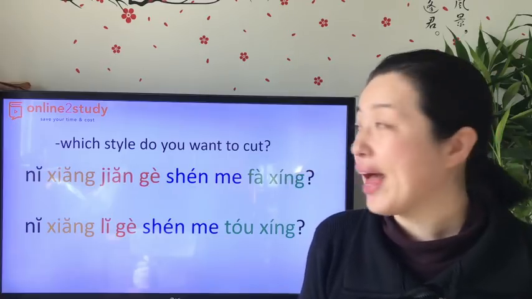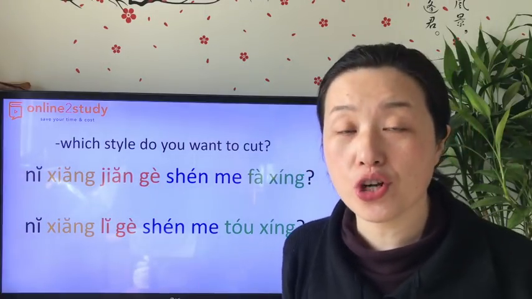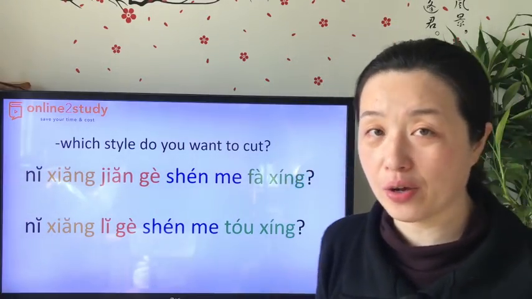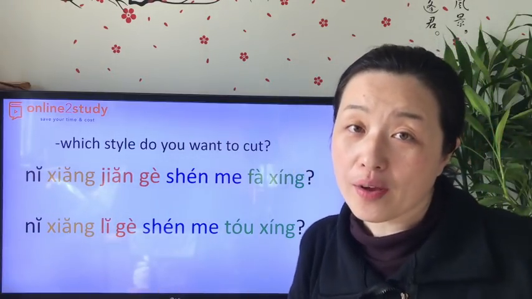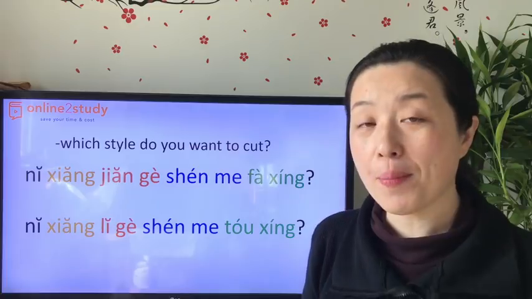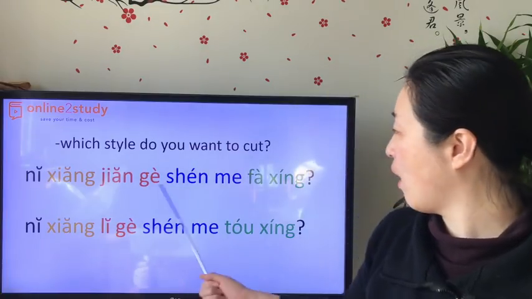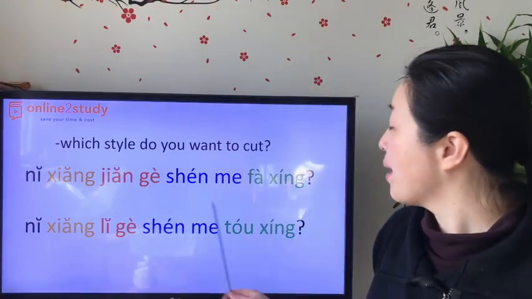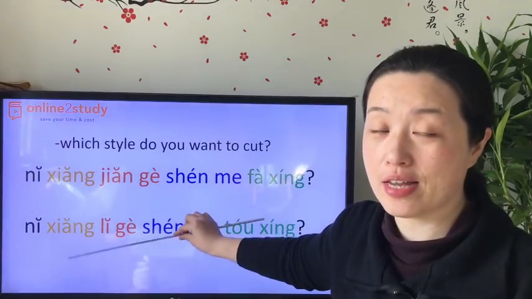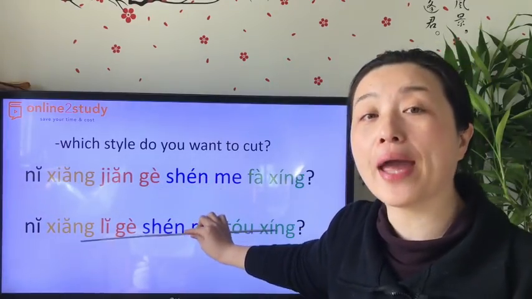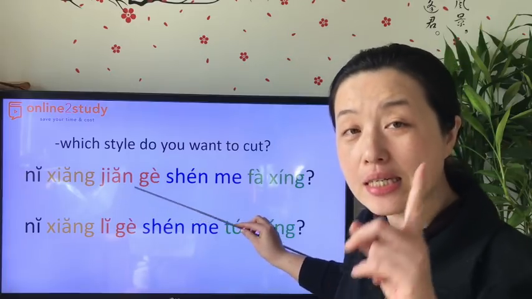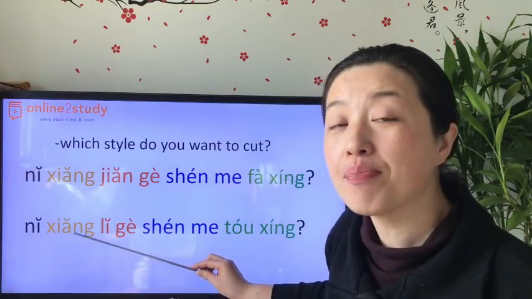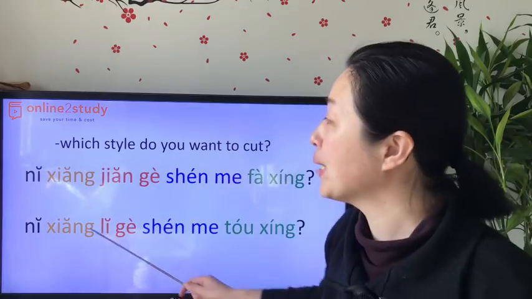After that, you come to the shop, and then they will ask you, what style do you want to cut? What do you want from us? So how to say? Wow, very long. There are two kinds of sentences that you can speak, and you can choose the one which is easier for you, okay? Please listen carefully.